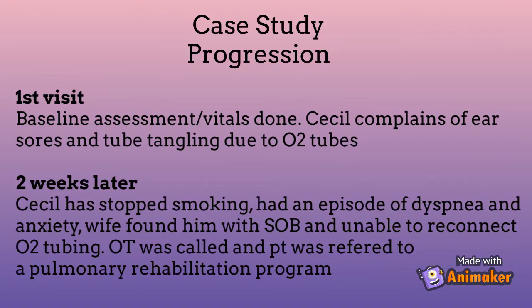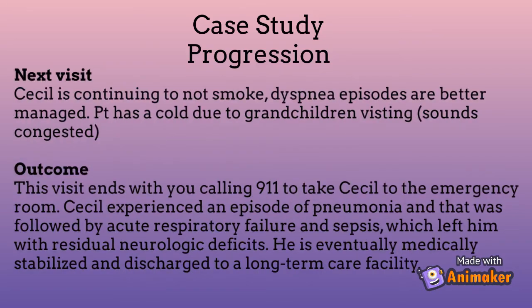During our first visit with the patient, we completed a baseline assessment and vitals. The patient complained of ear sores and tubes tangling due to the O2 tubing. 2 weeks later, Cecile had stopped smoking but had an episode of dyspnea and anxiety, and his wife found him in the kitchen with shortness of breath, and he was unable to reconnect his O2 tubing. Occupational therapy was called, and the patient was referred to a pulmonary rehabilitation program.